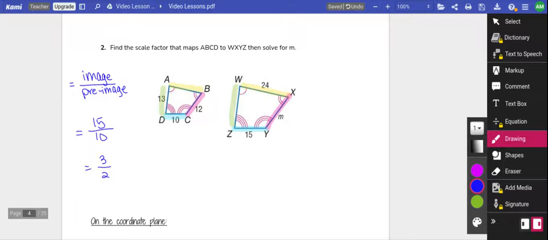Now that I know the scale factor, I can solve for m. I'm going to take my scale factor and say that again, the ratio of my image to my pre-image is 3 to 2. So now I'm going to compare that to the side that's m and its corresponding side in my pre-image, 12.